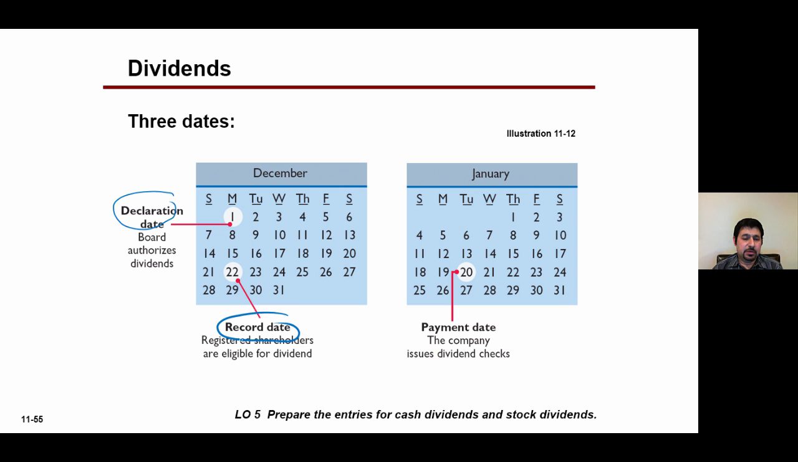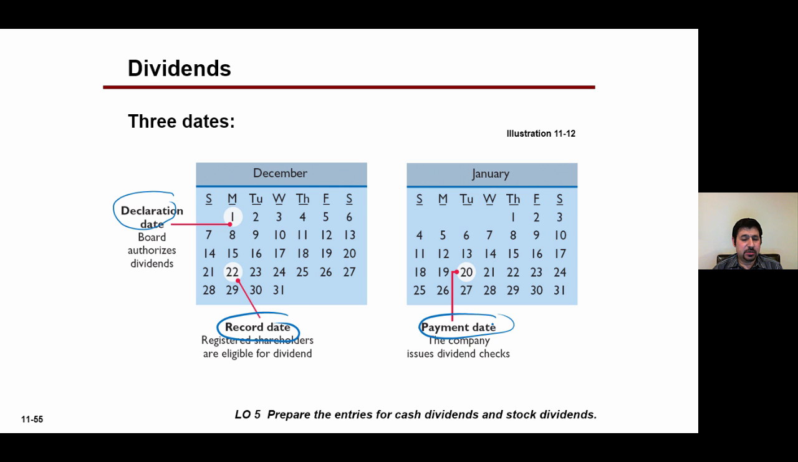There is also the record date. This is when the company updates their databases, or their owners' databases, basically, to make sure that they have a list of all the registered shareholders who have the right to receive dividends. Basically, they need to know who to send the dividends to. The third date will be the payment date. This is when the company actually sends out the checks to shareholders.